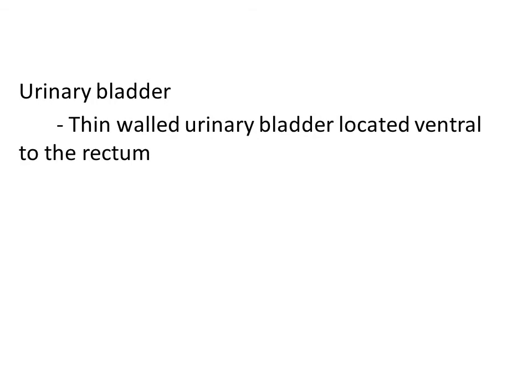One more organ is the urinary bladder. So the urinary bladder is a part of the excretory system. This is actually a thin walled structure, located on the ventral side of the rectum. So if you observe the excretory system, on the ventral side of the rectum we can notice a thin walled structure that is nothing but the urinary bladder.